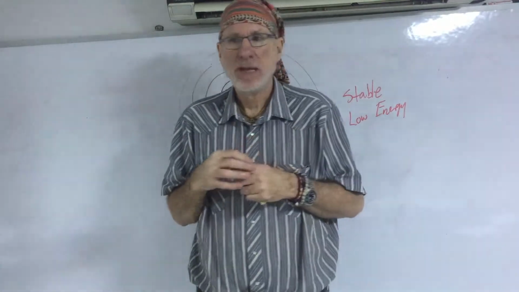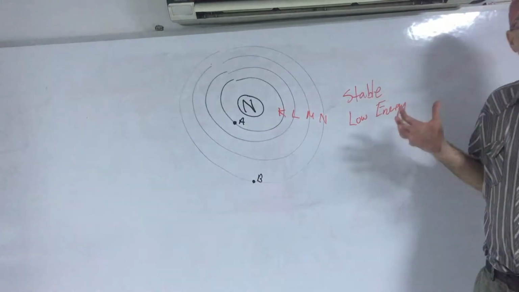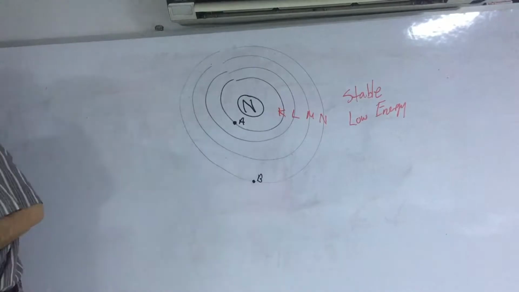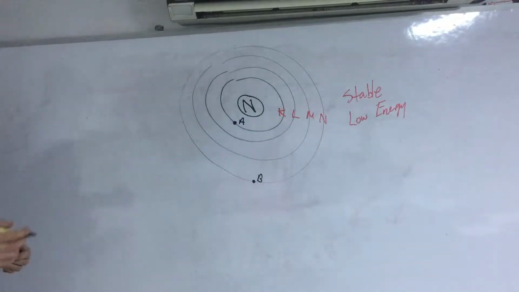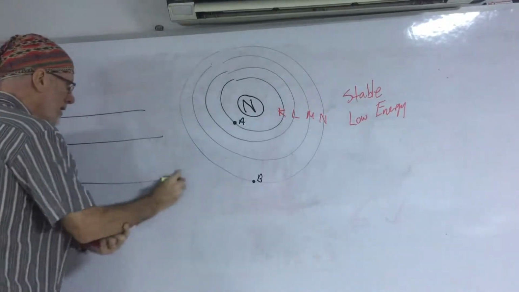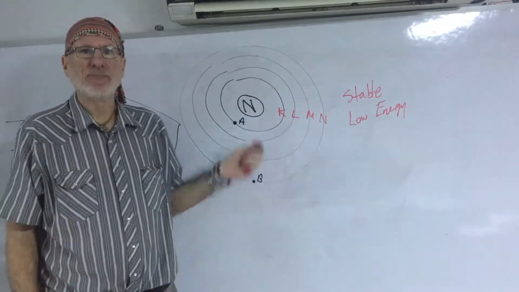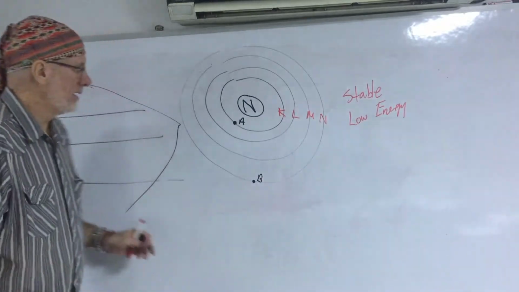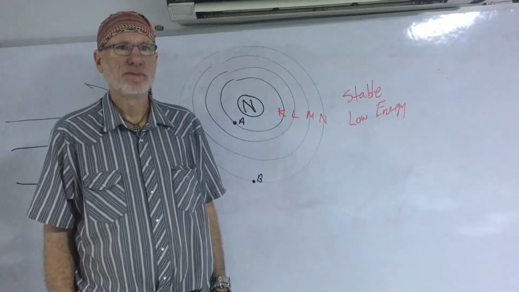Okay? Now, if I take an enormous amount of energy, just a giant energy gun, and I'm going to bombard this with enormous amounts of energy. What's going to happen to the electrons? I'm going to put so much energy into here. What's going to happen to the electrons?